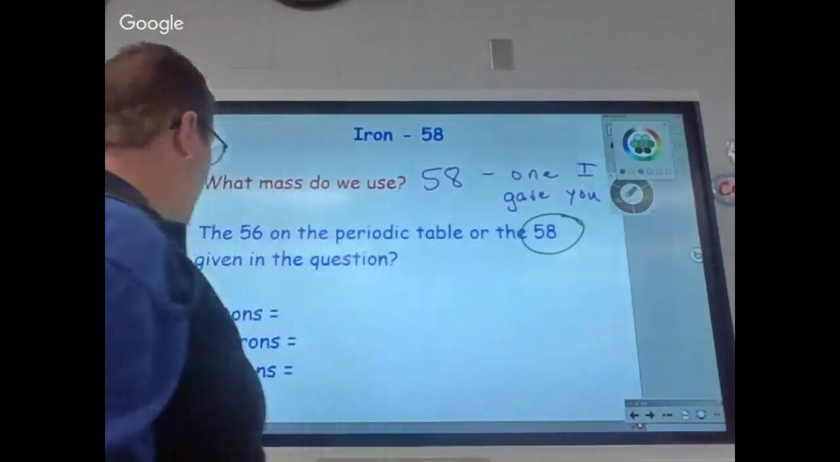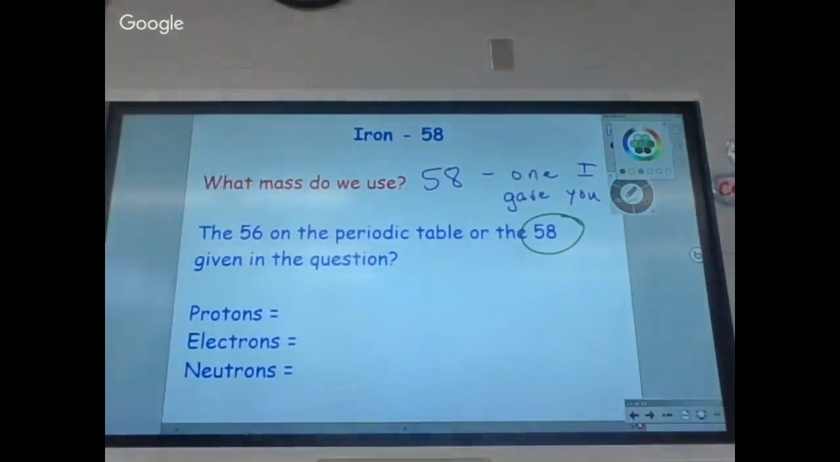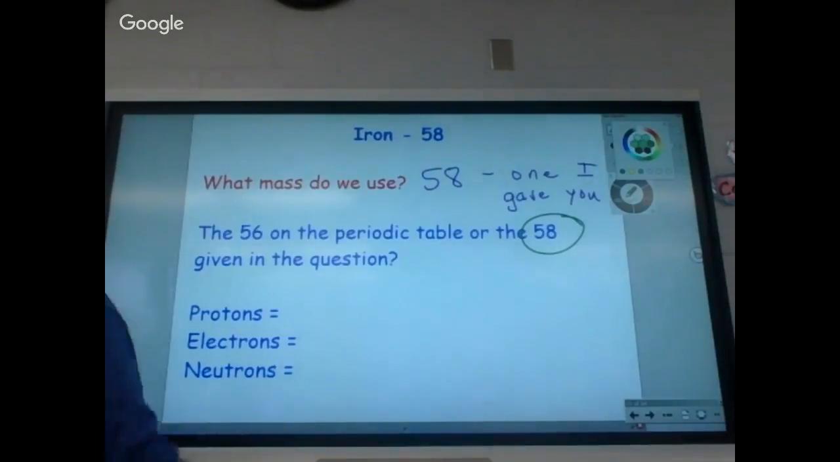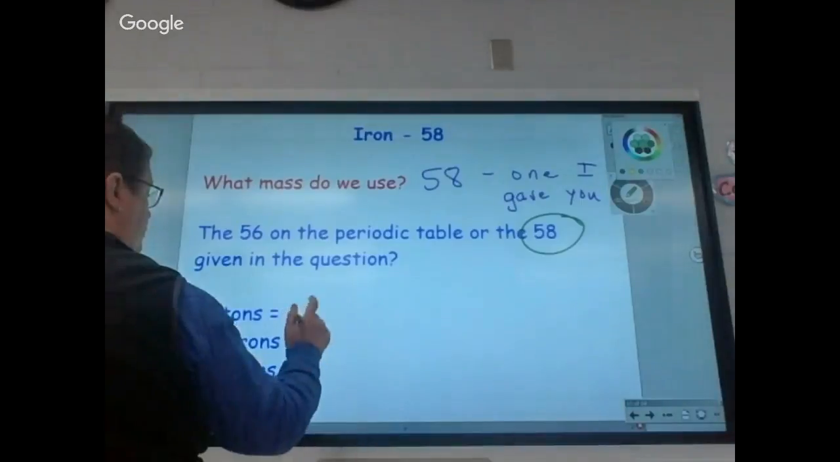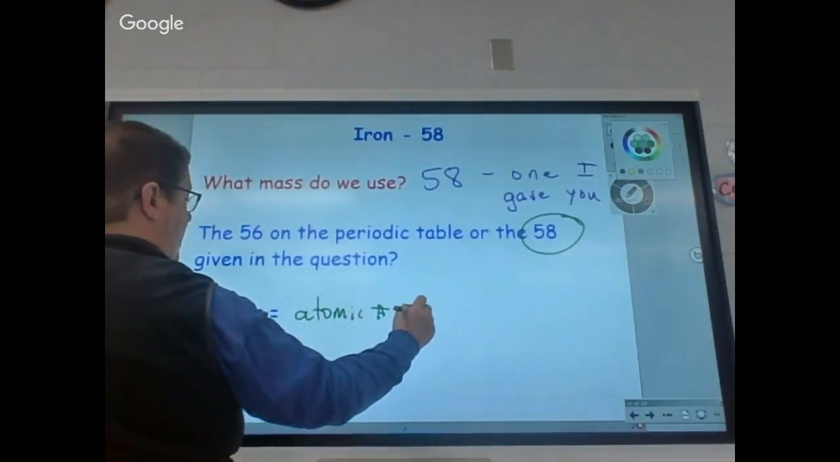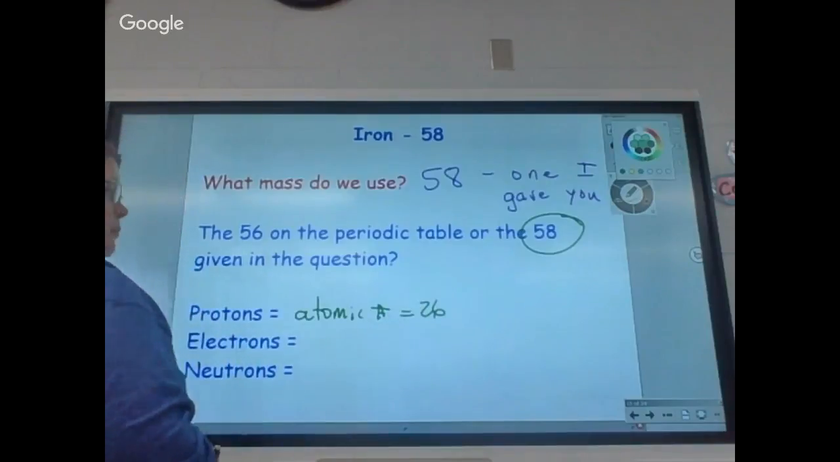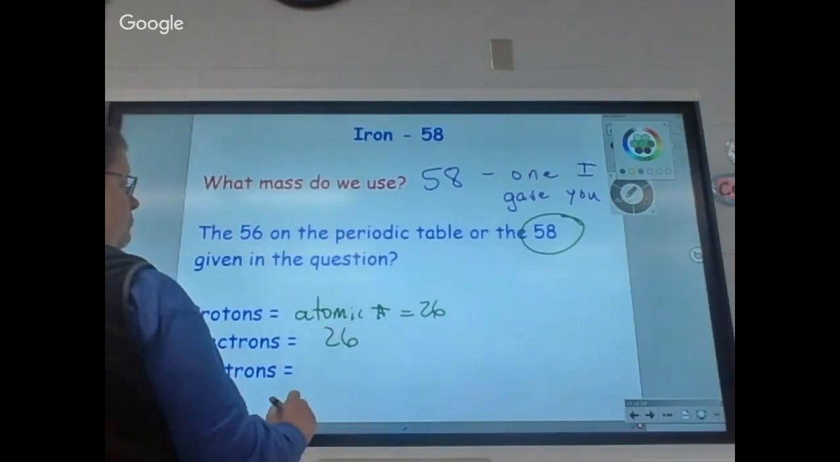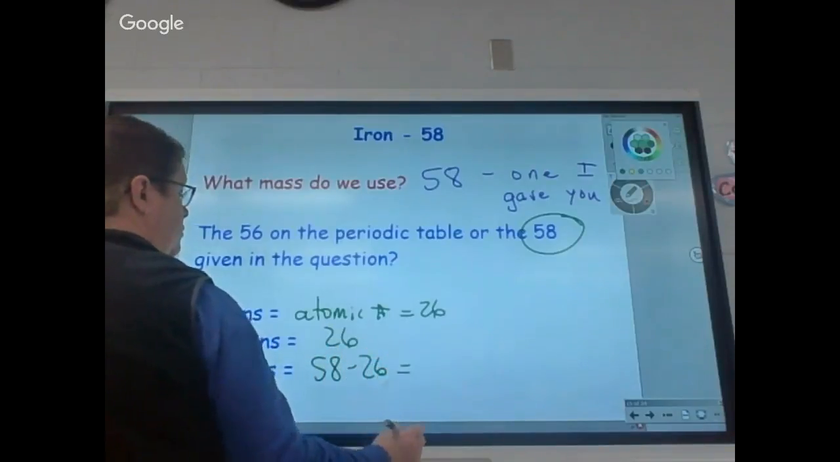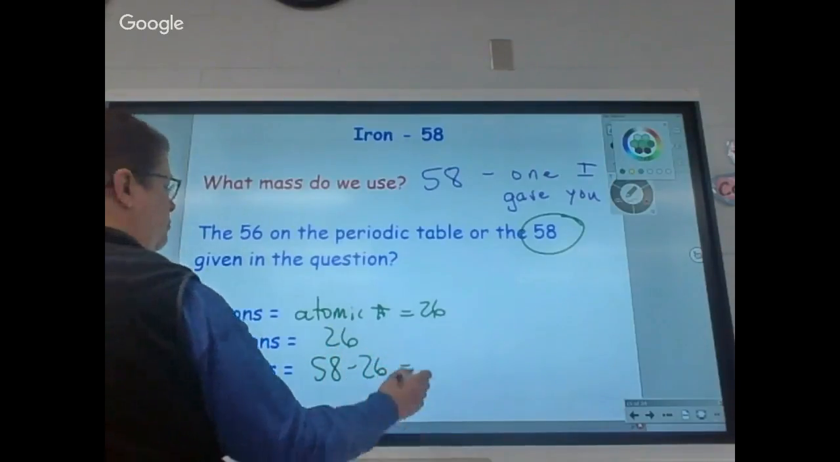So when you go to solve, how do you find the protons? What do you do to find protons? What did we do just a few minutes ago? What's the atomic number? So the atomic number is 26. How many electrons are there? How do we find the neutrons? 58 minus 26, which is what? 32?